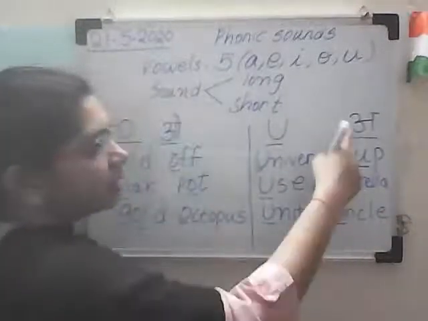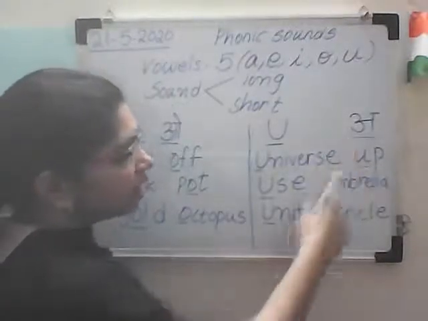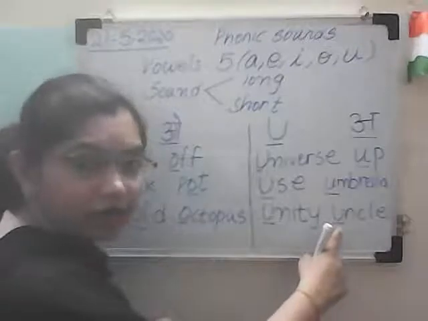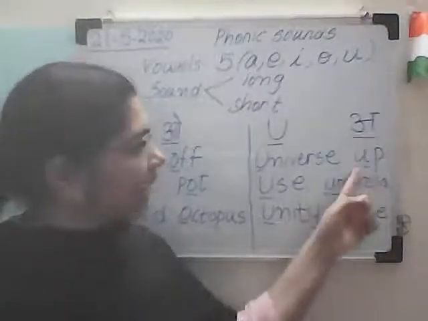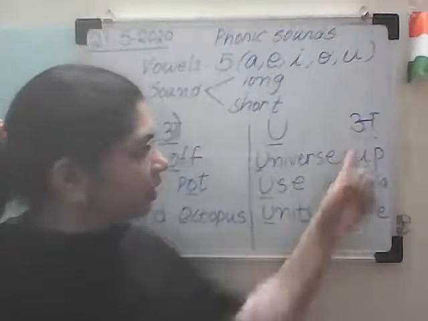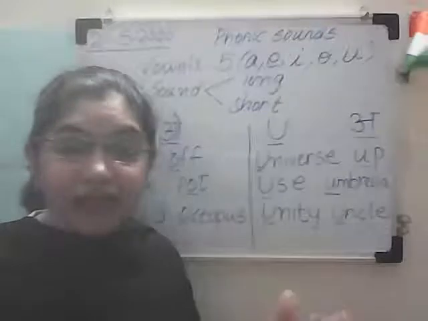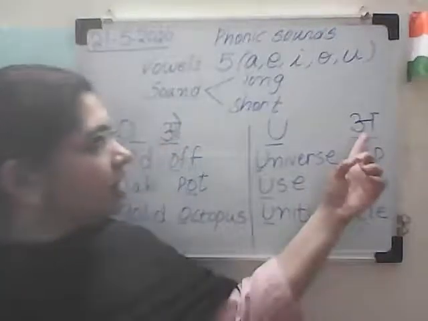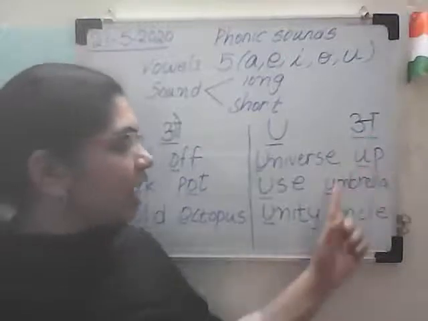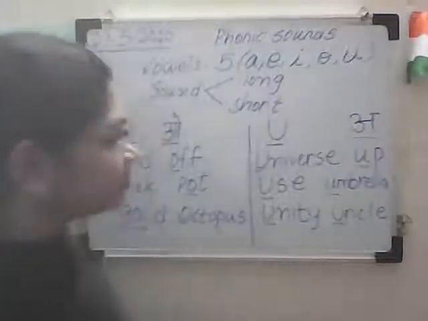Uncle. Offer. Up. Umbrella and offer. Uncle. Up. Umbrella. Uncle. Under. Yes, under, niche. Up. U stands for up. Umbrella, uncle, and under. Good.